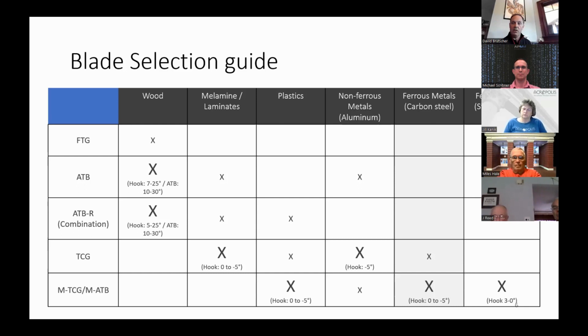Then moving on to TCGs, really melamine and laminates are really 2 suggestions there, and then the non-ferrous metals, aluminum specifically, and with the understanding that really 0 to -5 degree hook angle.